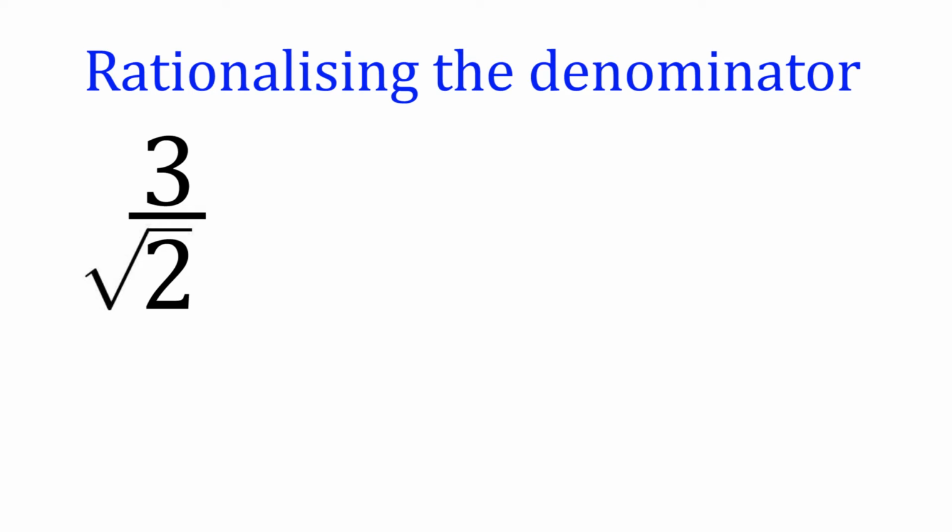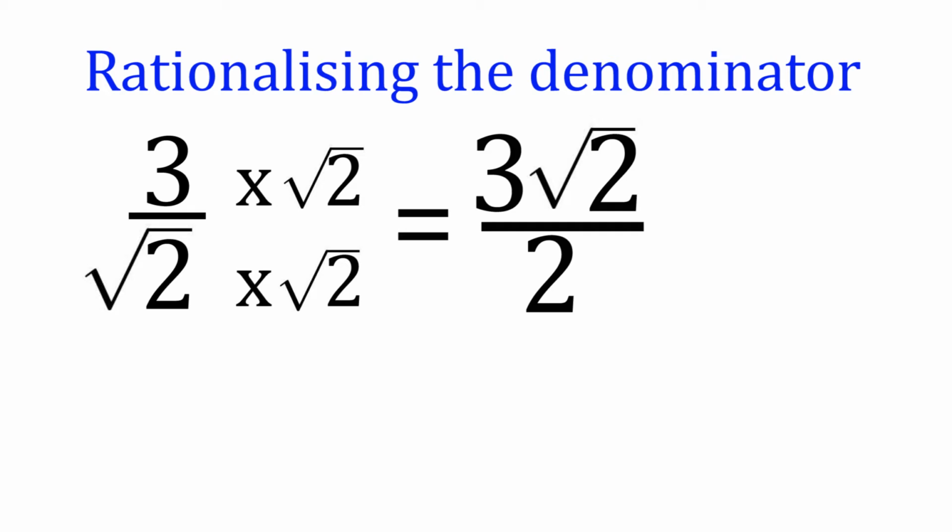Here is a single term, 3 over root 2. So here we use the first principle and multiply the numerator and denominator by root 2. That will give us 2 as the denominator, and 3 times root 2 is 3 root 2. So we have rationalized the denominator by removing the surd from the denominator. It doesn't matter if the result is a surd in the numerator, since we are rationalizing the denominator. The fraction is still the same because we multiplied the numerator and denominator with the same term.